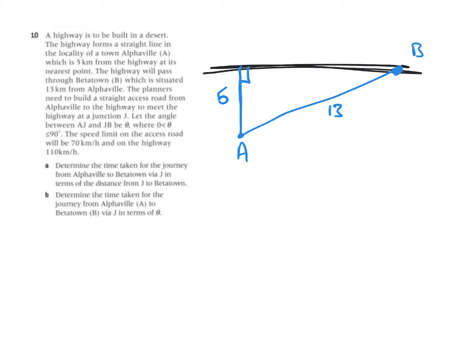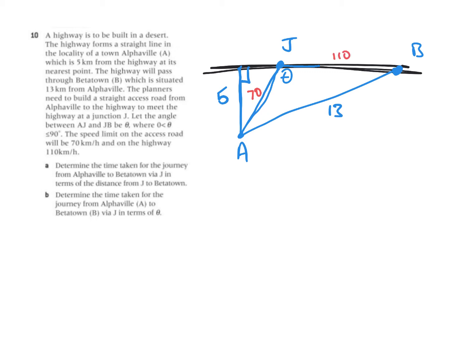And then what happens, and this is where it starts getting confusing, is they wish to make an access road to the highway, a straight road at some point J. I don't know why they don't go straight there, but they're making it J. And then they go along and define that theta is from AJ to JB. So here is theta.